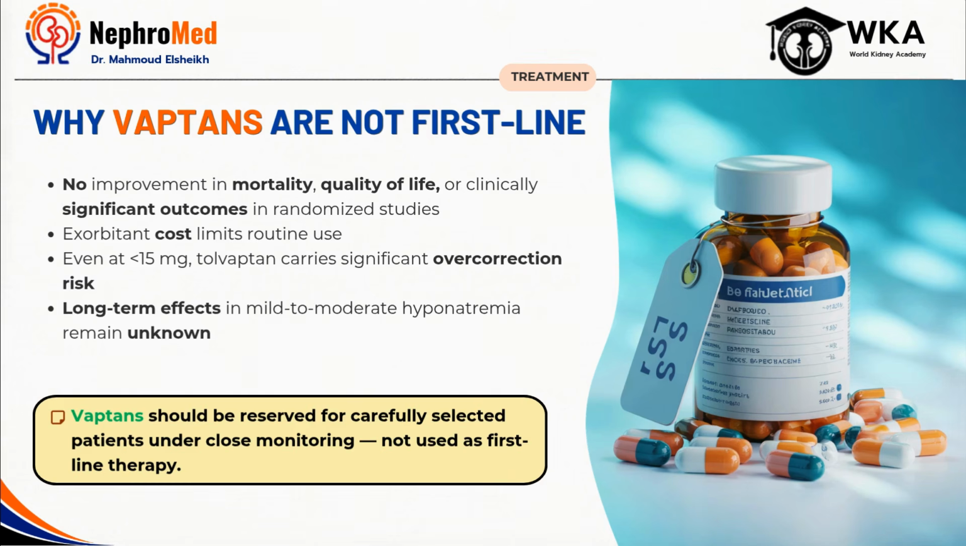Third, and probably the most important clinical point, there is substantial risk of overcorrection. Even at relatively low doses, rapid aquaresis can cause a sudden sodium rise, particularly in patients with very concentrated urine or reversible SIADH triggers. And as we discussed earlier, overcorrection raises concern for osmotic demyelination syndrome. Another issue is that the long-term safety profile in mild to moderate chronic hyponatremia is still not fully established.